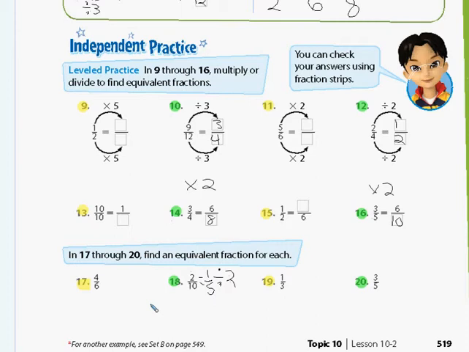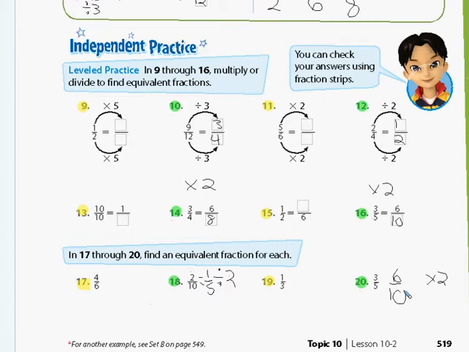On problem number 20, I'm going to multiply by 2 this time. So times 2. 3 times 2. What is 3 times 2? 6. And what is 5 times 2? Caden? 10. 5 times 2 is 10. Good. So 3/5 is equal to 6/10.